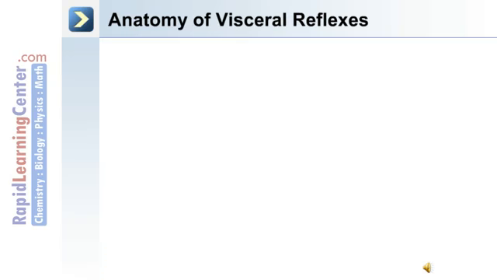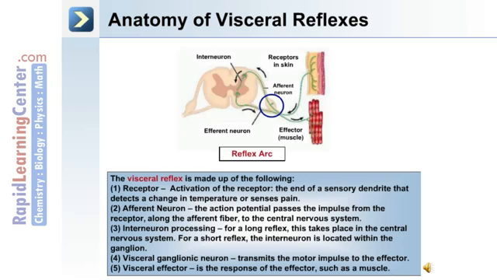The anatomy of a visceral reflex. The visceral reflex is made up of the following. Number 1 is the receptor. The activation of the receptor, which is the end of a sensory dendrite, detects a change in temperature or senses pain. Number 2 is the afferent neuron. The action potential passes the impulse from the receptor along the afferent fiber to the central nervous system for a long reflex.